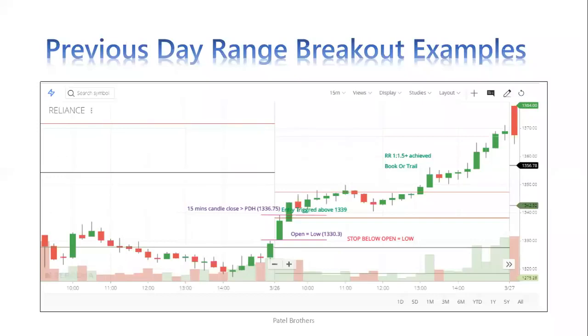Can't we set the SL of 1% in all trades? No. According to the price points, you have to decide your stops. There can be 1.1% or 1.2% stops required.